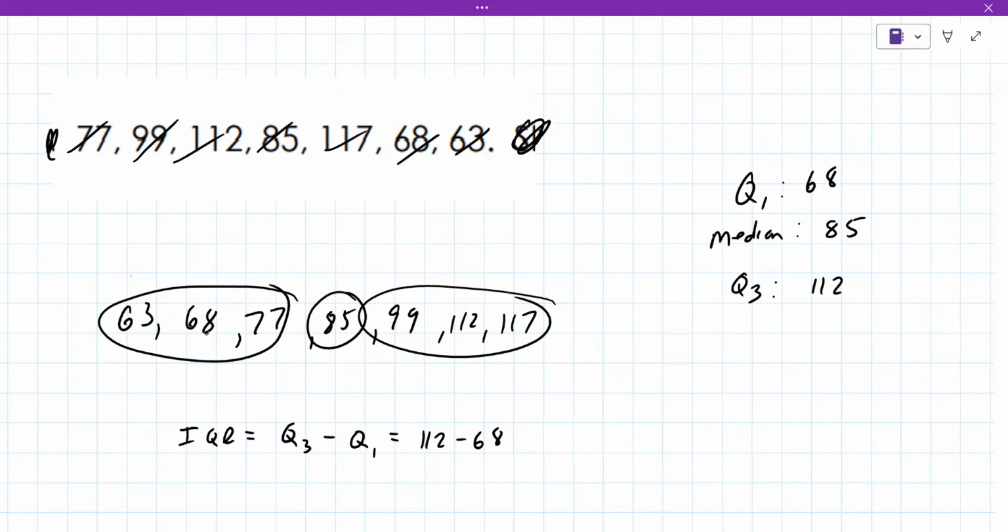$44. No. Try again. Sorry, 44. 112 minus 68 is 44. Yeah, that's what I said. Okay, I misunderstood.